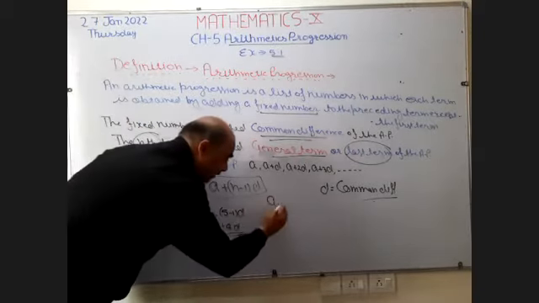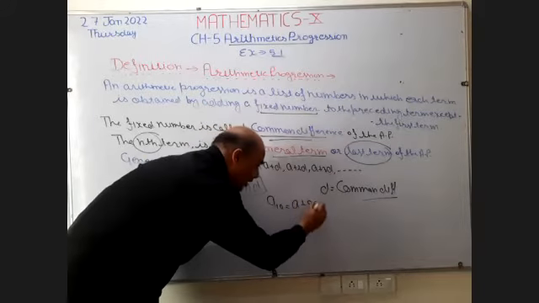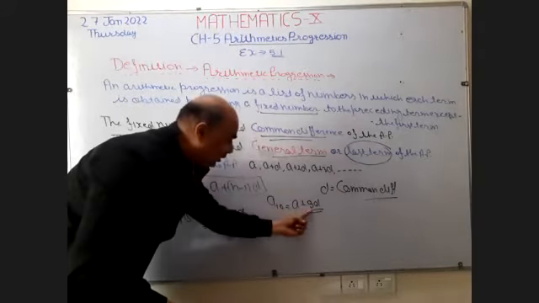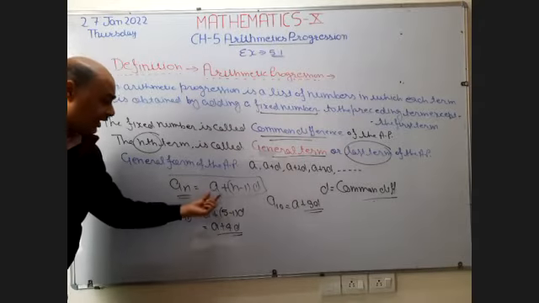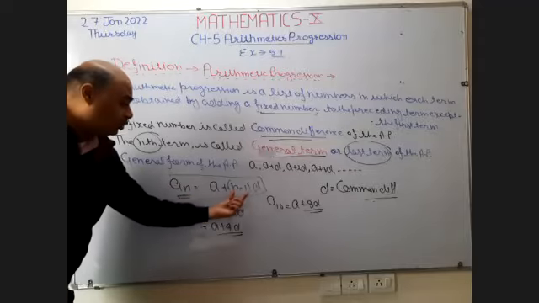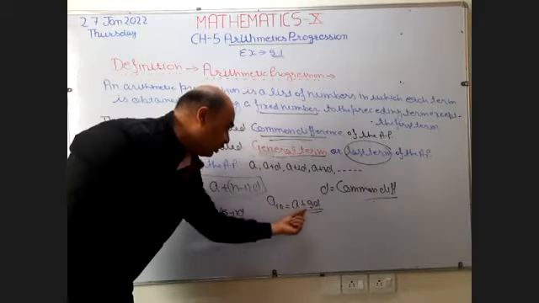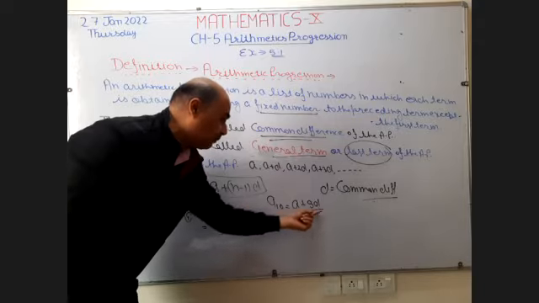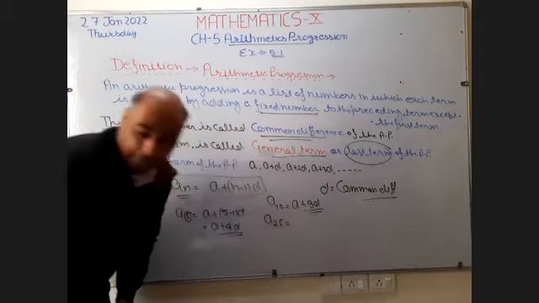And what is the 10th term? Using the same formula, the 10th term becomes A plus 9D. 10 minus 1 is 9D. And for another term, how do we find it? A, the first term, plus n minus 1. If it is n, it is n minus 1. If it is 10, it is 10 minus 1, which equals 9D. So the formula becomes A plus 9D. Similarly, how are you going to find the 25th term? Who will tell?